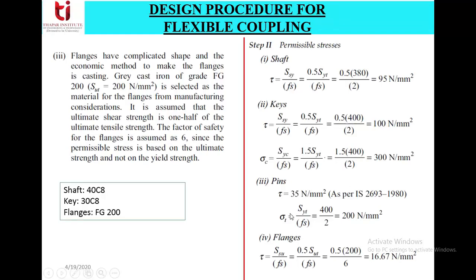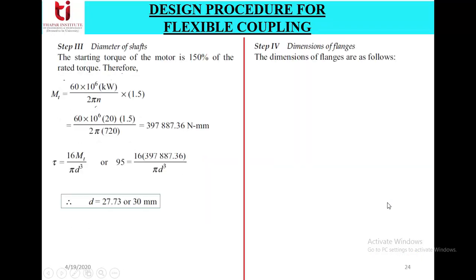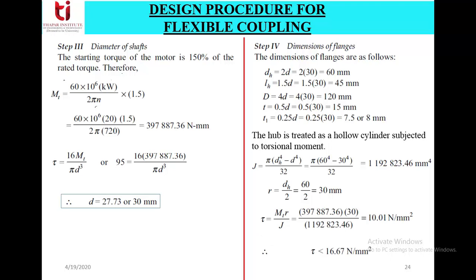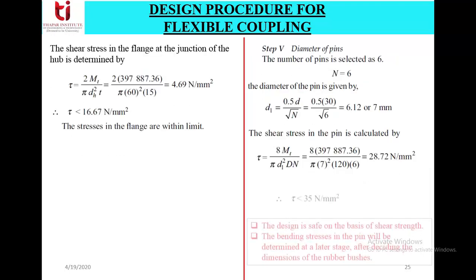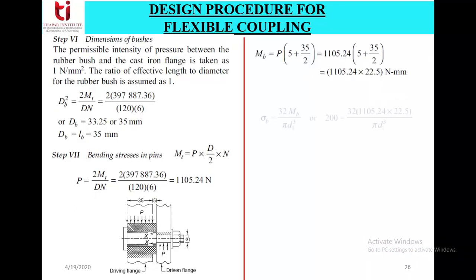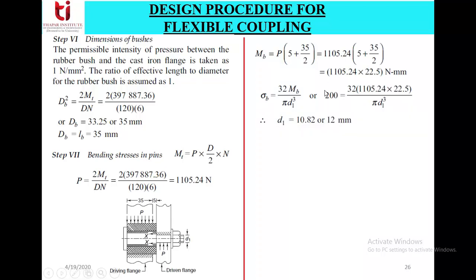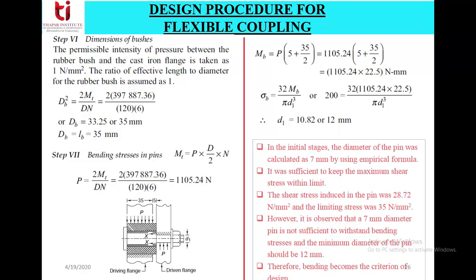Is this pin bending strength, tensile strength or bending strength? It is 200 megapascal. So we are going to choose this 200 megapascal. Once we do that, the only unknown here is d1. Once d1 comes out to be 10.82 or 12 mm, because again the diameter of the pin is available in standard sizes, it is 12 mm.